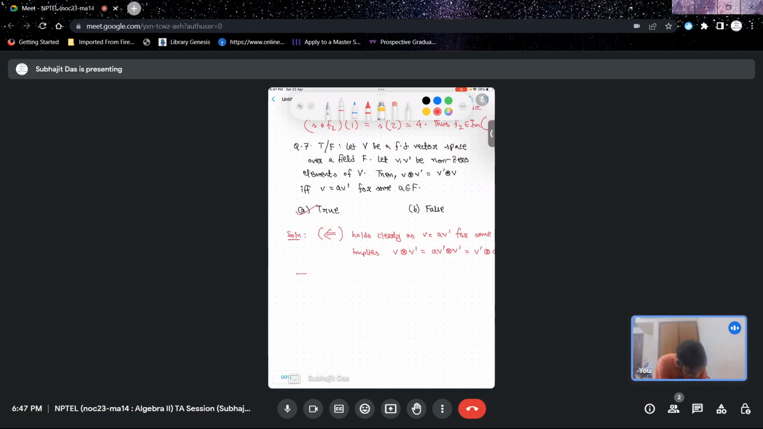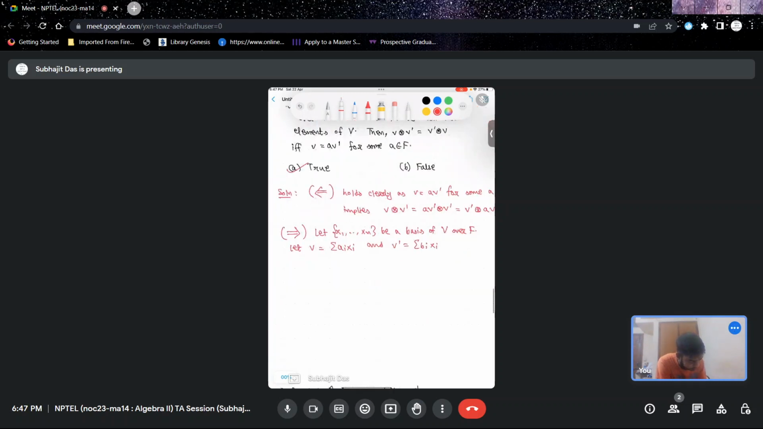Now what about the forward one? So let x1 up to xn be a basis of V over F. Let v be equal to summation a_i x_i and v prime equal to summation b_j x_j. Both i and j run from 1 to n, of course, because we have assumed that x1 up to xn is a basis for the finite dimensional vector space V over F.